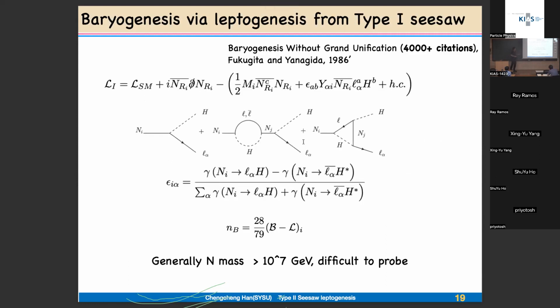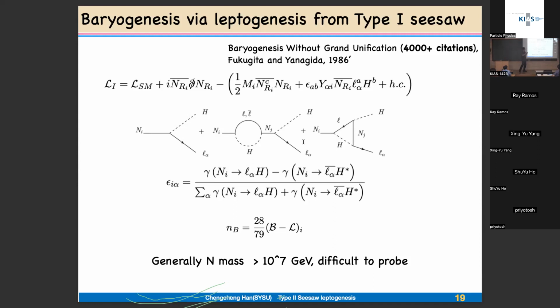Okay, for the type 1 seesaw leptogenesis, this is very cited, and many people are following this work. It says at least two right-hand neutrinos, and then in the early time the right-hand neutrino will decouple like the dark matter decouples, but later it will decay. But if we have the tree-level diagram and the loop diagram, then the decay of the right-hand neutrino is different.